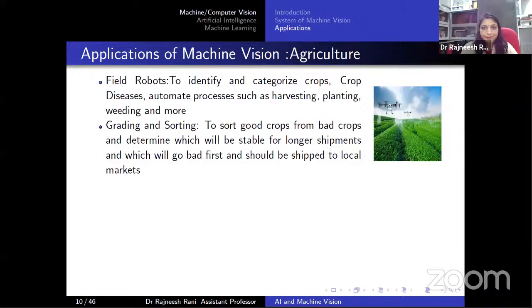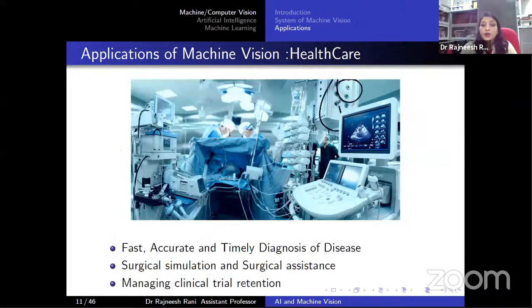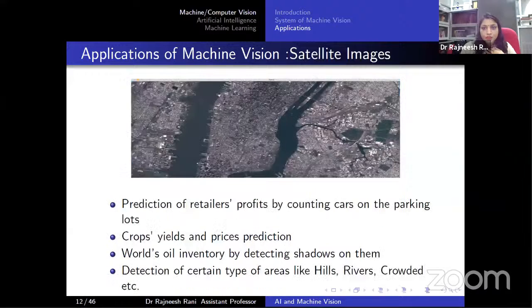That means rather than involving the human being, you want the computer system to do everything whatever the human person does. Similarly, in healthcare, to diagnose a disease fast, accurate, and timely, you use machine vision. Similarly, you can use it for surgical simulation and surgical assistance. With the help of MRI images and X-ray images, these images are fed to the system, and the system, just by analyzing those images, can diagnose a particular disease and give some suggestions.